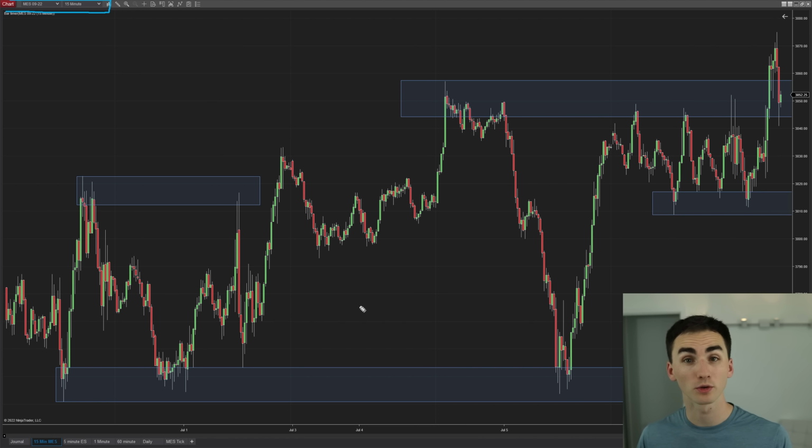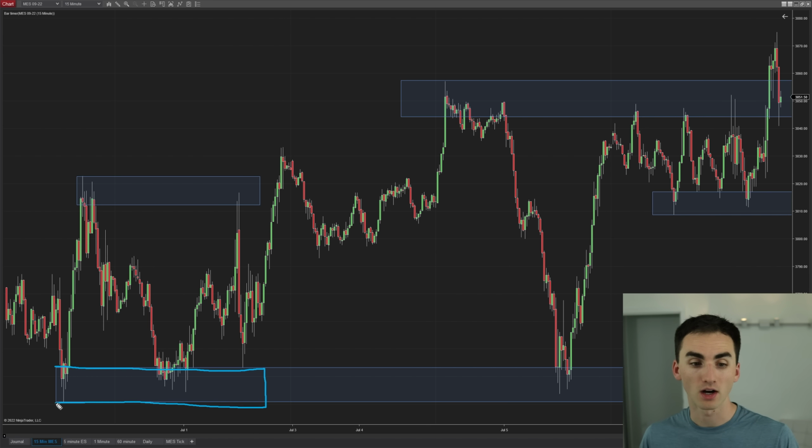Now to quickly walk you through some levels that I've drawn, just to show you what I mean, here is a support level that I drew off of these two swings to the downside. And once I saw that this had reversed, I then put this box in based off of where the market had chopped around and bottomed.